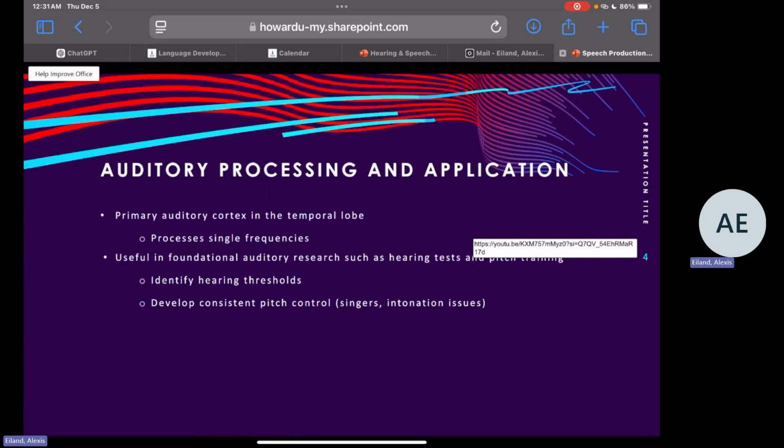Auditory processing and application. Pure tones are assessed in the primary auditory cortex found in the temporal lobe. Here, the auditory cortex processes single frequency sounds.